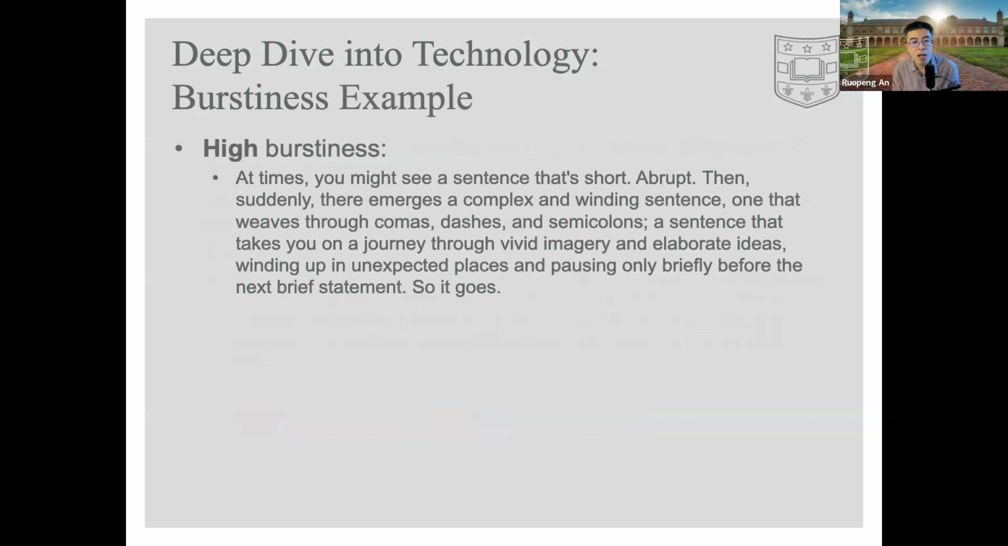So a sentence with a high burstiness may look like this. At times, you might see a sentence that is short, abrupt, then suddenly there emerges a complex and winding sentence, one that weaves through commas, dashes, and semicolons, a sentence that takes you on a journey through vivid imagery and elaborate ideas, winding up in unexpected places and pausing only briefly before the next brief statement. So it goes. Right? So the structure of those sentences tends to be very diverse, right? With short sentences and very long sentences in between.